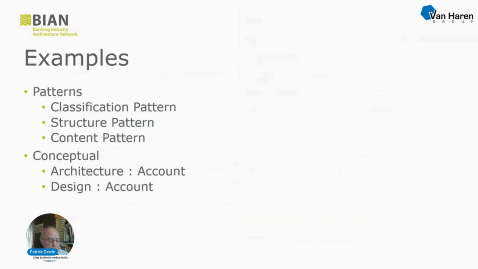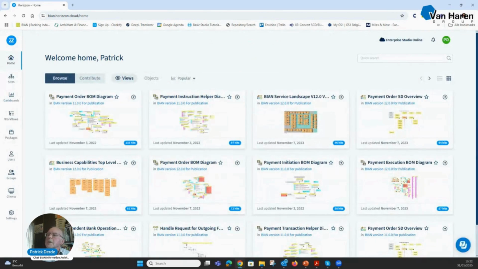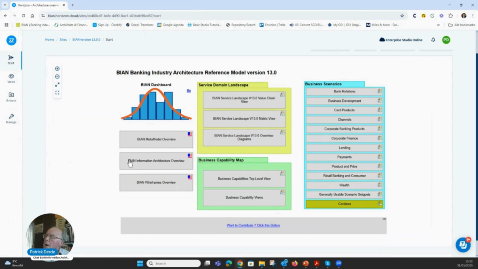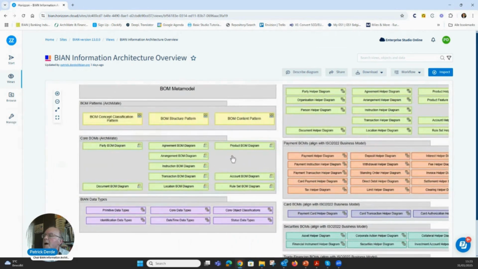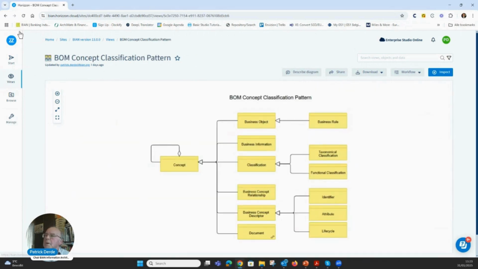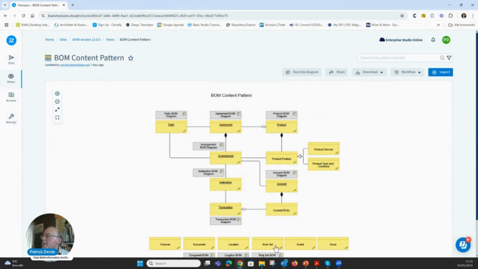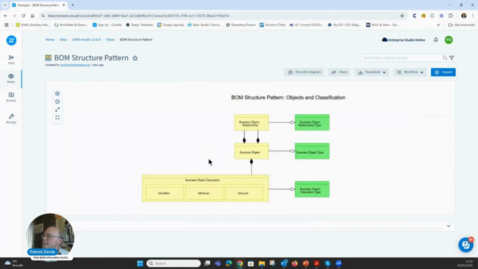Now I want to show you this in the repository of Bion, and for that reason I'm going to the Biz Design repository, and I'm going to show you the information architecture overview point. I'll make it a little bit bigger. And then we see that we have this concept classification pattern. That's what we have been talking about. We look at the content pattern. These are the basic objects and how these are fundamentally related to each other. And we look at the structure pattern.